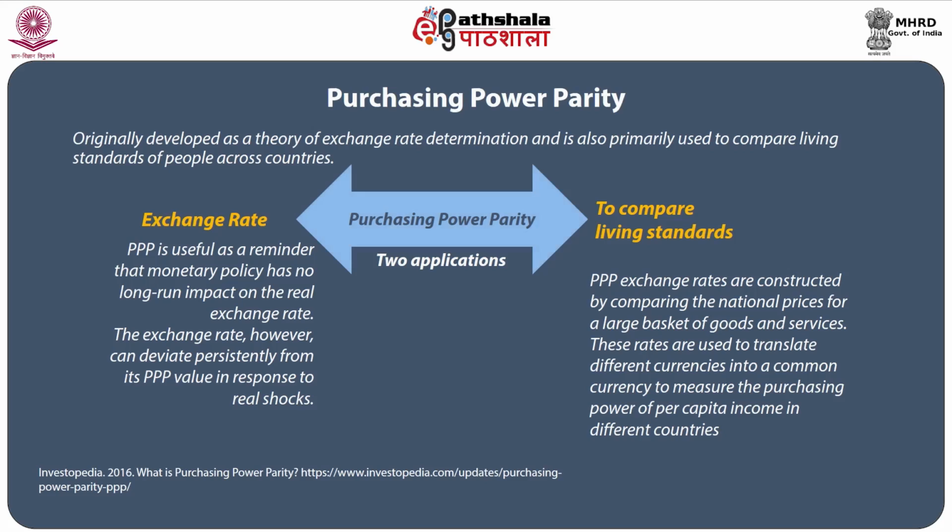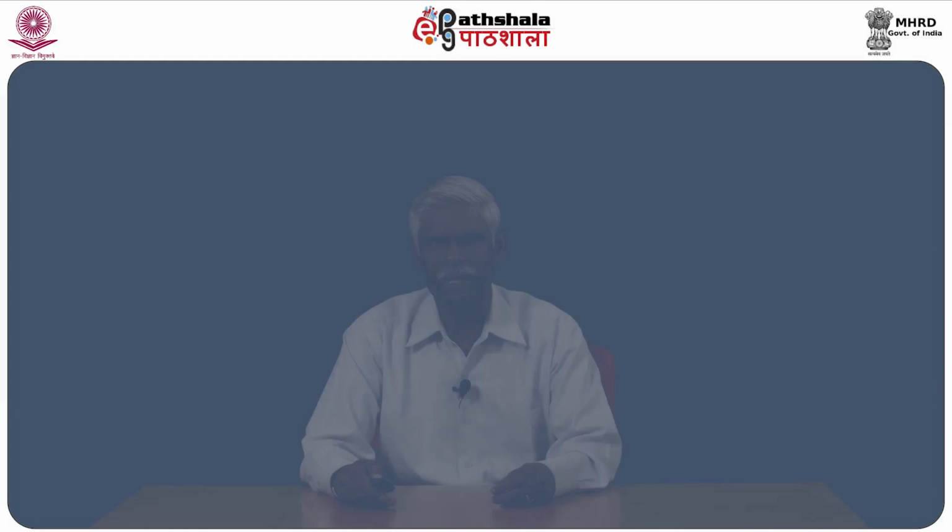To compare living standards across countries, PPP exchange rates are constructed by comparing the national prices for a large basket of goods and services. These rates are used to translate different currencies into a common currency to measure the purchasing power of per capita income in different countries. A PPP exchange rate constructed in this manner is not, however, an accurate measure of the equilibrium value of the market determined exchange rate.